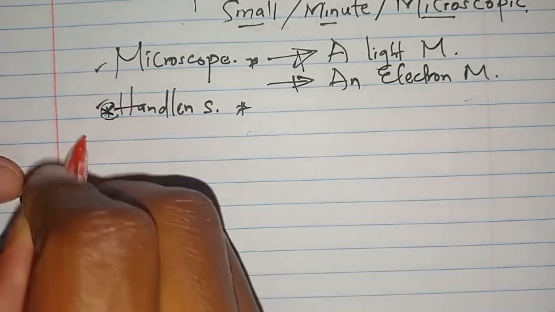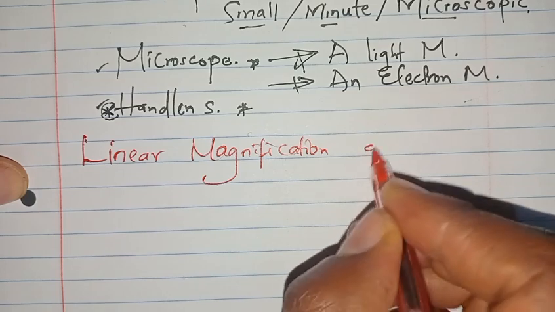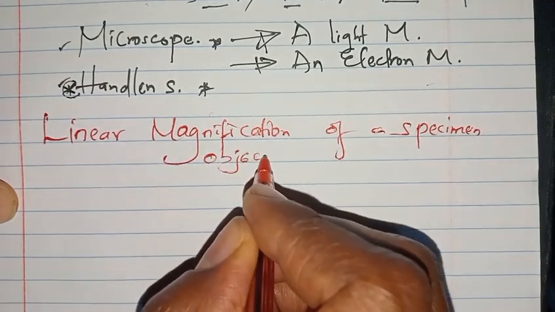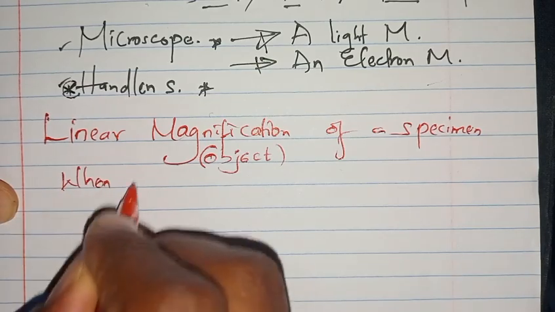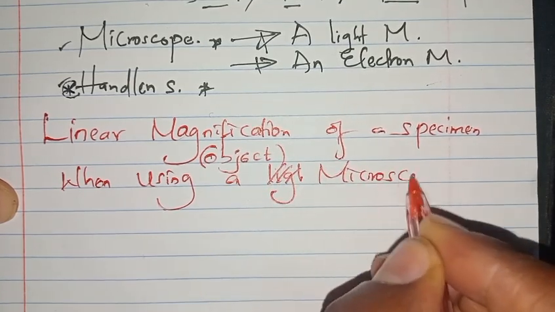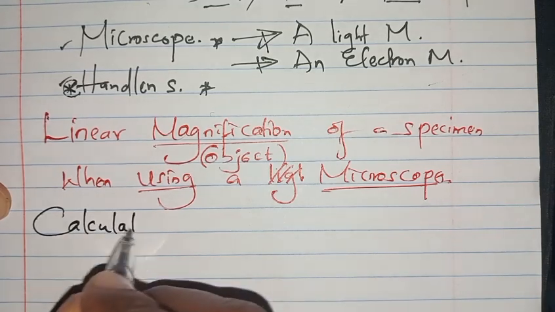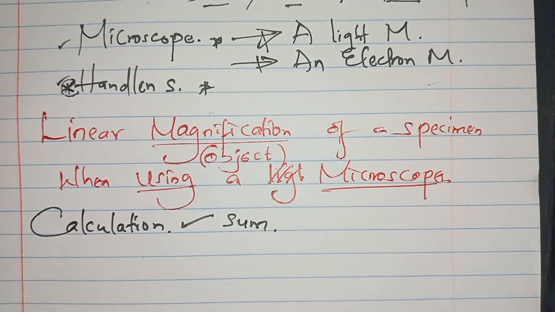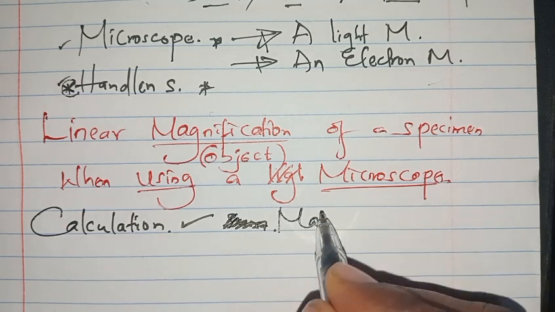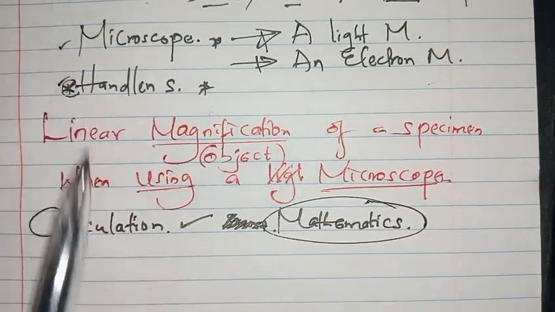You should use some red pen. Linear magnification of a specimen or object when using a light microscope. So when you're using a microscope, there is some calculation. It's kind of not a sum, but it is a calculation, like some bit of mathematics. This is what brings the relationship between biology or science and mathematics.